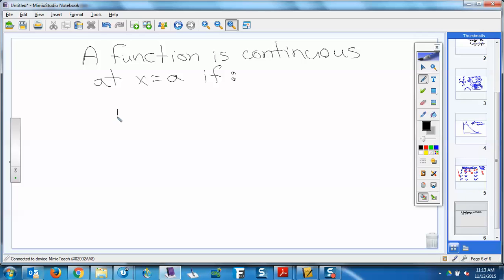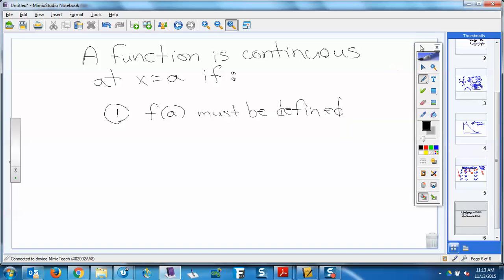Well, there's 3 things. Okay, first of all, f of a must be defined. Okay? Now what does that mean in a little more ordinary language? Well, it can't be undefined, but what's that mean? There has to be an output. The function has to have an output at point A. So there couldn't be a hole in the graph.